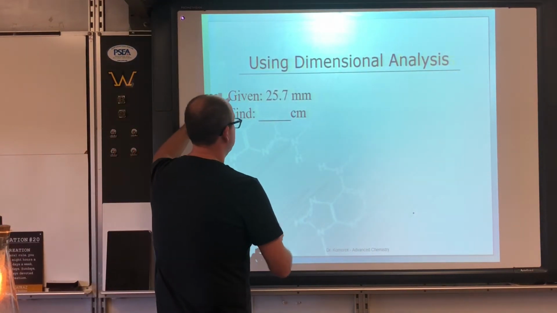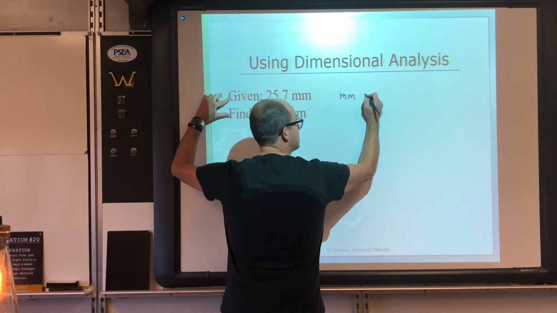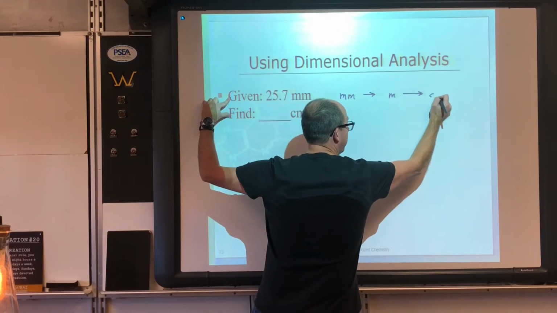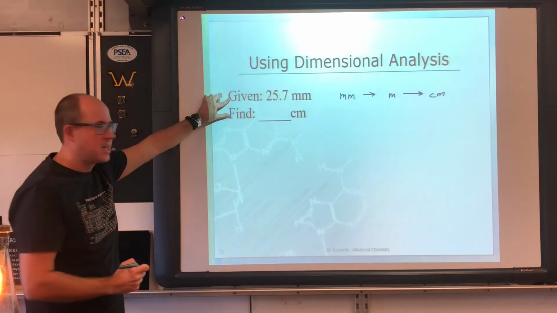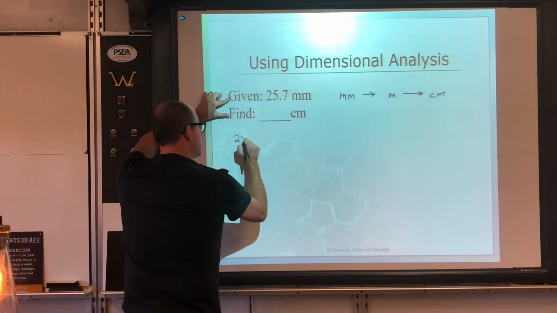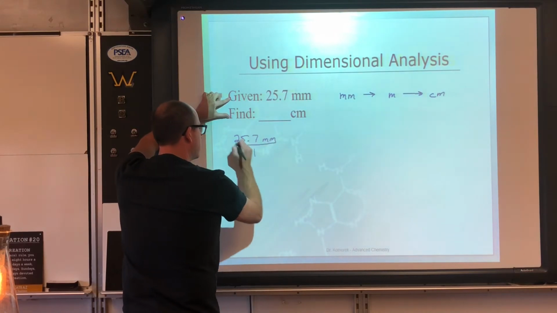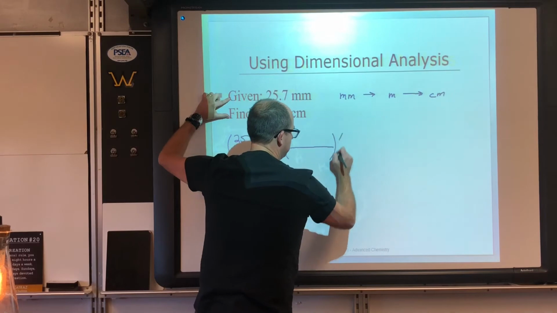One last one to do for practice. We're working with the prefix millimeters and going to centimeters, so our first stop is to go to meters before centimeters. This one we'll set up as we go. We begin with 25.7 millimeters, written as a fraction, with 2 brackets after it.